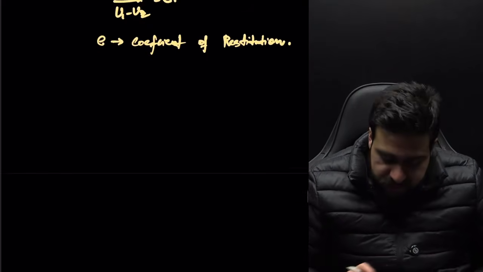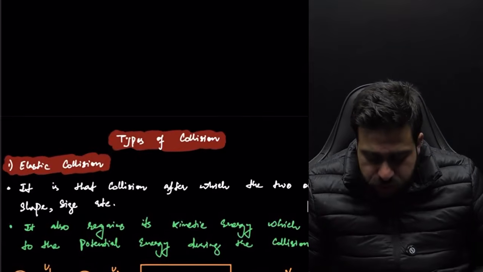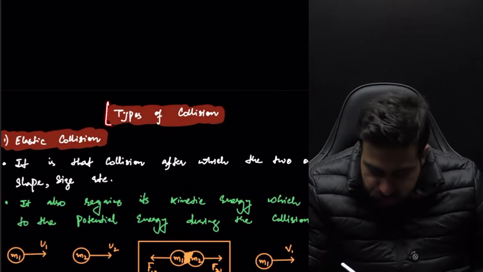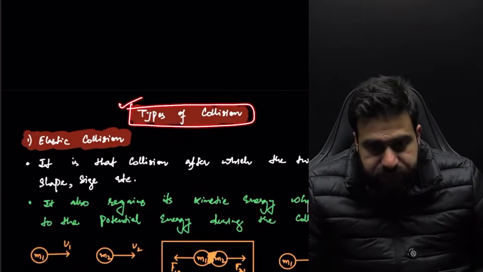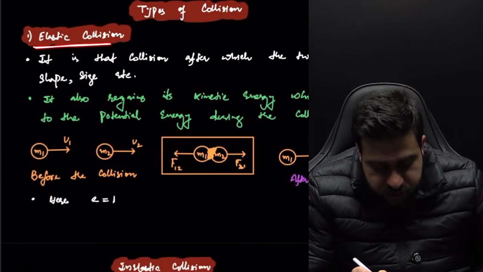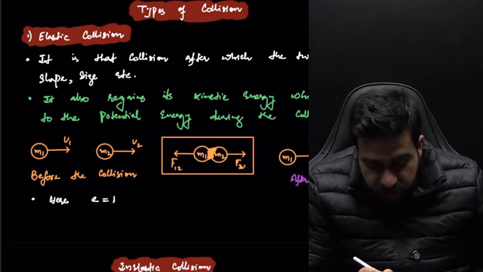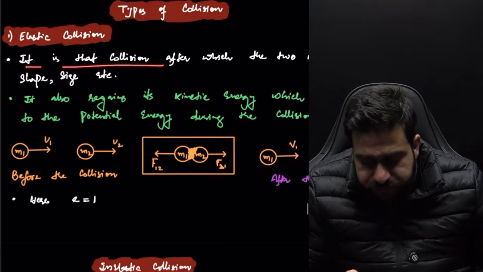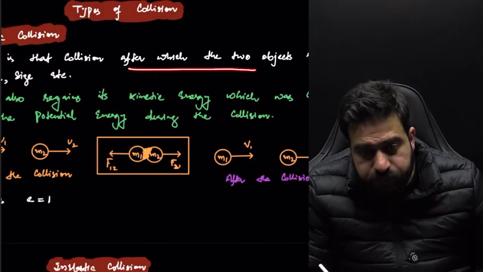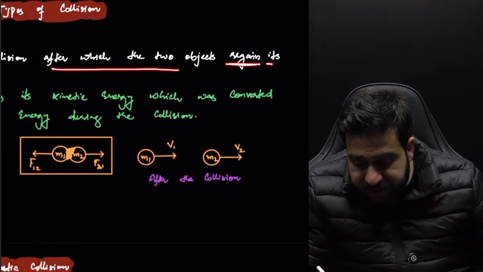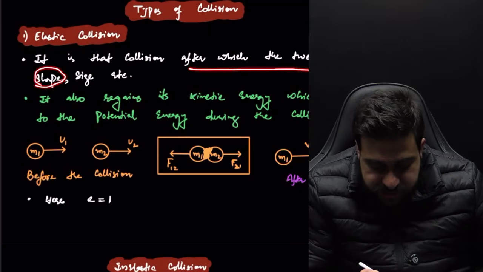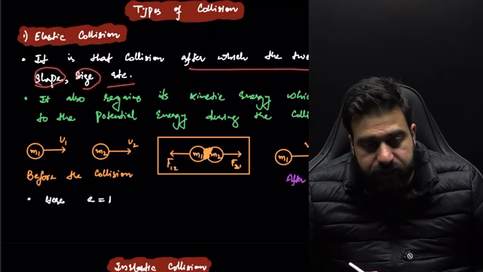Now, guys, let's move on to the types of collision. The first type of collision is called elastic collision. Listen to this very carefully. We say it is that collision after which the two objects regain their shape, size, etc.